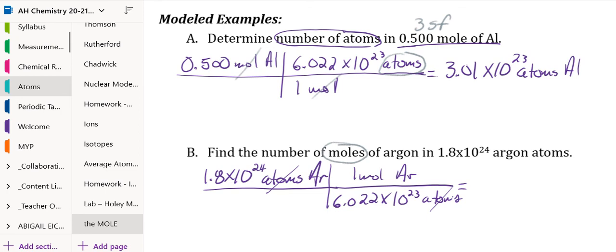Okay, how many significant figures should our answer have? 2. Why? Because our starting number, the 1.8, has 2 sig figs. Good. So plug this into your calculator. This type of problem where you're dividing 2 numbers in scientific notation, if you don't tell your calculator the numbers are in scientific notation, you will end up with order of operations issues. The 8 rounds up to 9. So you should get 3.0 moles of argon. Good.